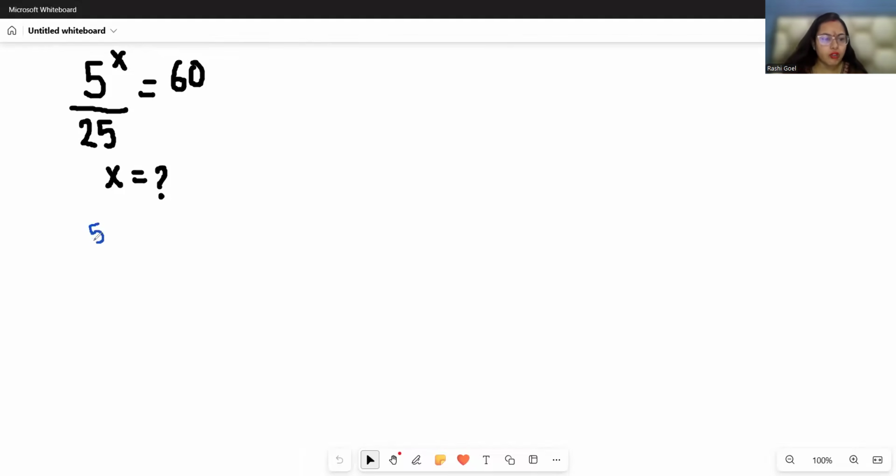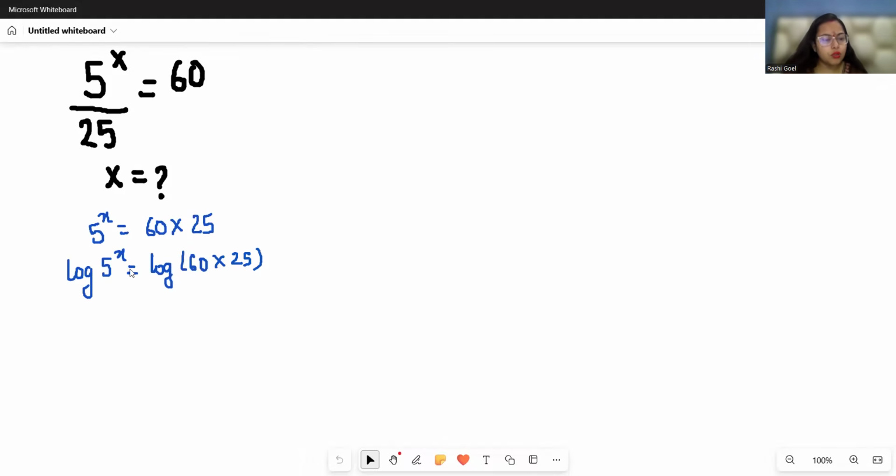So I can write this 5^x = 60 × 25. Now if I take log on both sides, log 5^x = log(60 × 25).